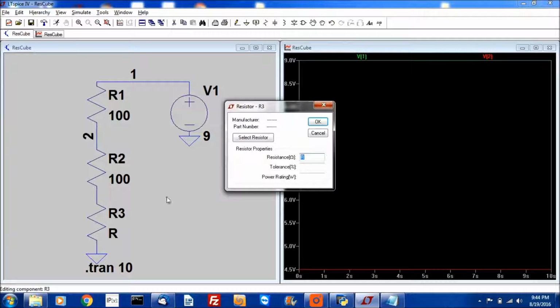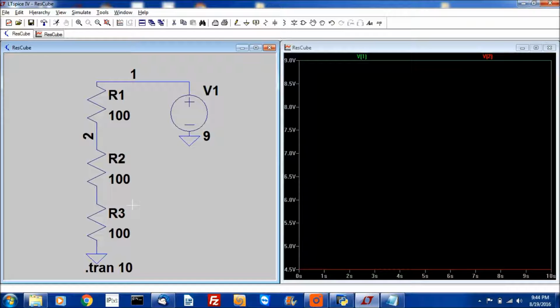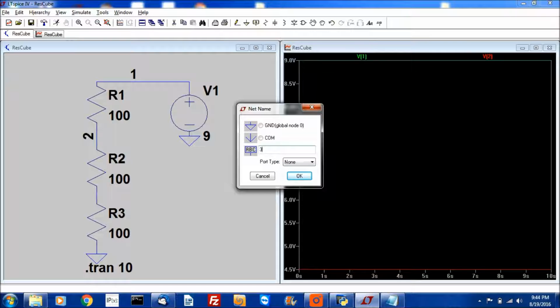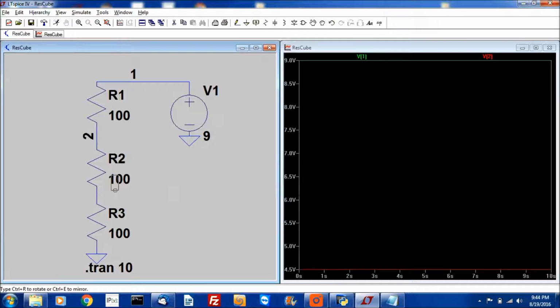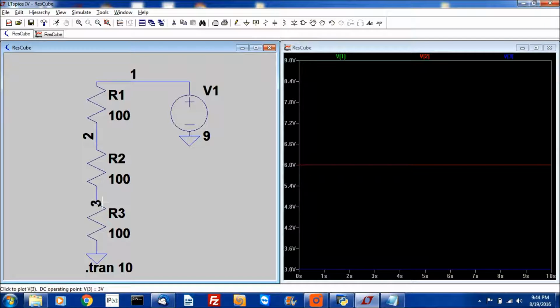Again, if I add another resistor, let's calculate the voltages at these nodes. I'll name this as node 3, and if I run the simulation again, I should get 9 volts here and 6 volts here and 3 volts there. That's because 3 resistors are connected.